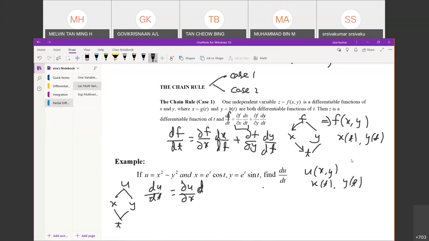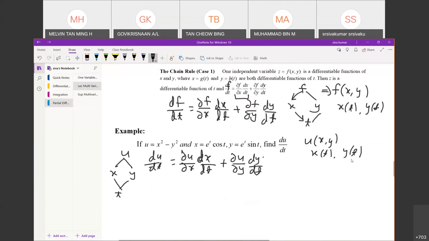Okay, this is a d, dx, dt. Then del u, del y, dy, dt. Done. Now what is our task here? We're going to perform separate calculation for each one. For example, del u, del x. What will you get? You get 2x. What about del u, del y? What do you get? Negative 2y. We have done for both.